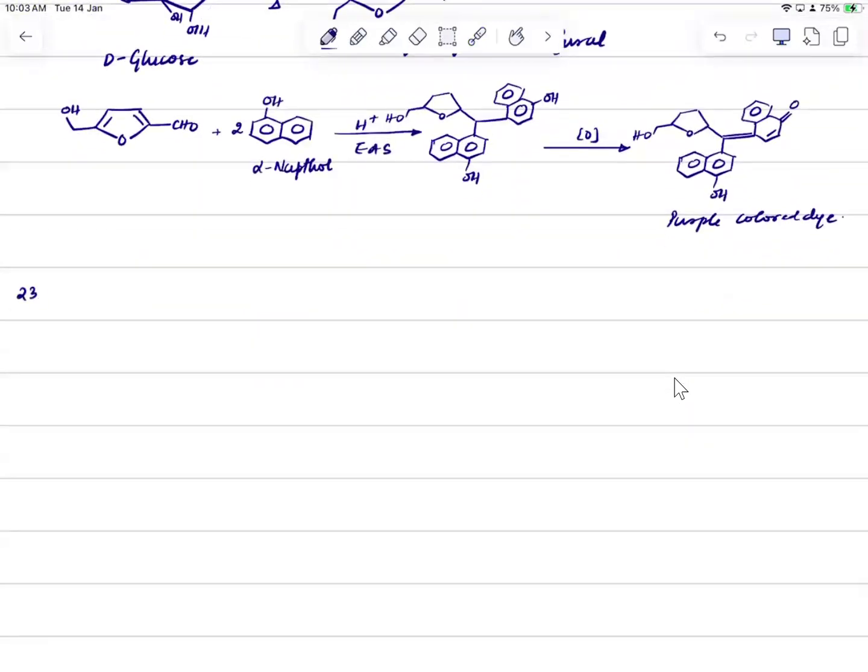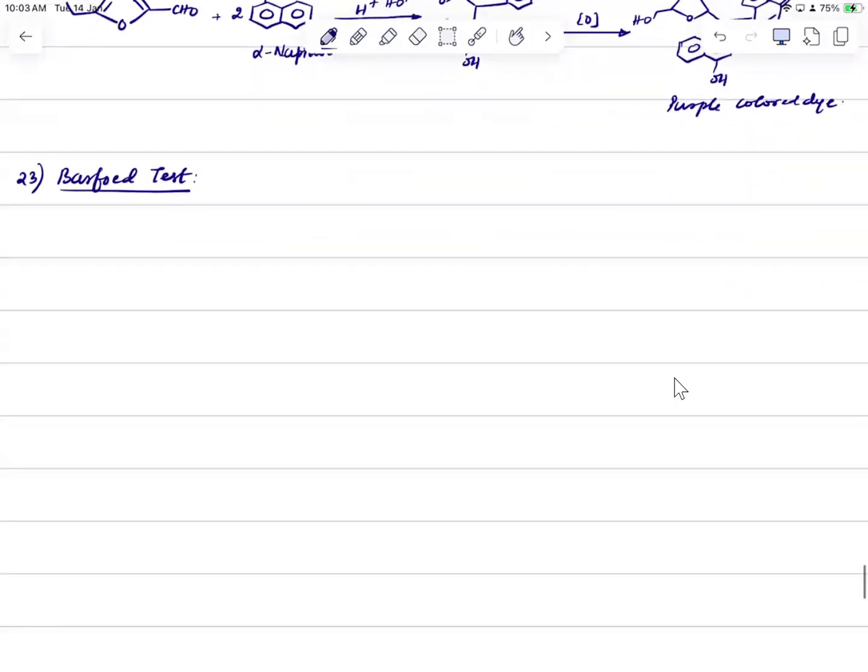Next one is Barfoed test. Okay. Here, this is to differentiate monosaccharide and disaccharide. Di and polysaccharide, all of them.